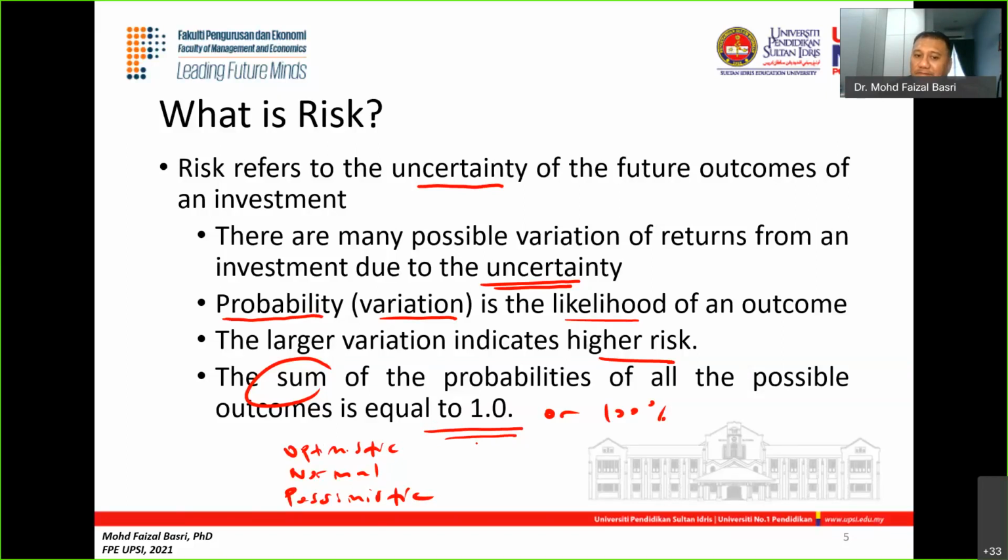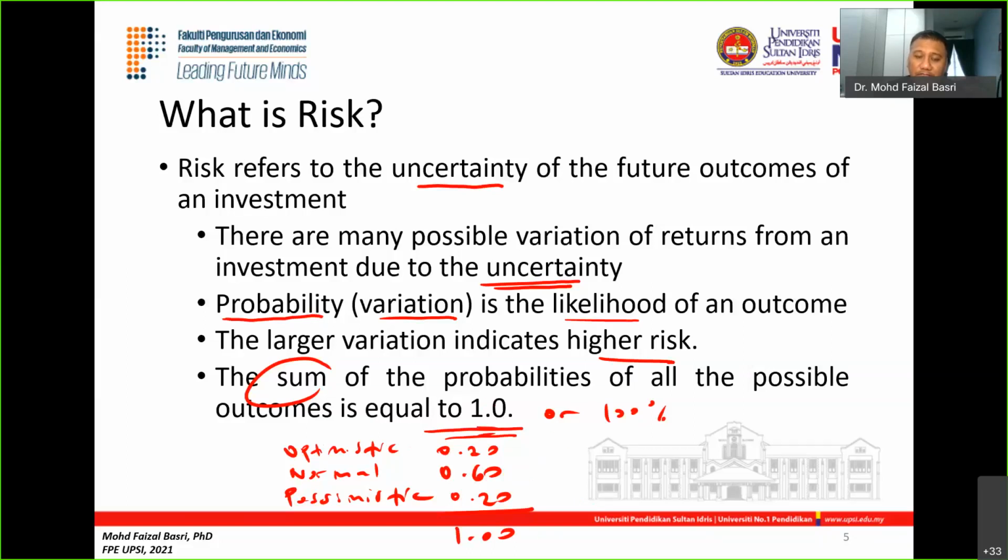For example, for optimistic, maybe the chance of this happening is around 20% only. And the highest weightage would be here, let's say 60%, in a normal situation. And for the worst case scenario, we're going to put 20% also. So these would be the probabilities of the three situations. And the combination of these three, 20 plus 60 plus 20, will give you a total of 1. It must give you a total value of 1.